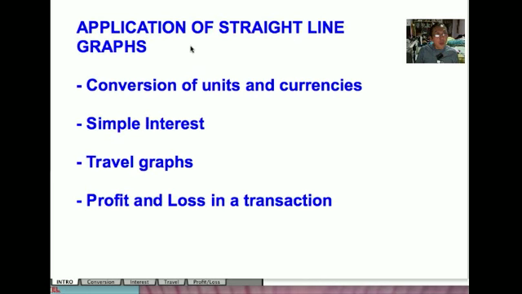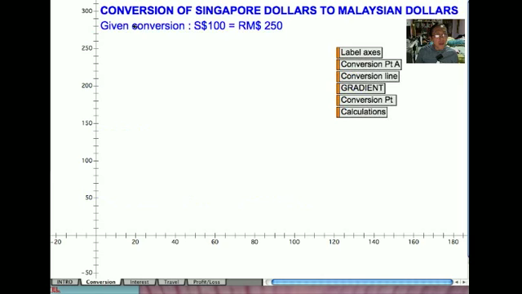In this lesson, we want to see how straight lines can be used for conversion of units and currencies, for simple interest, for travel graphs, and to show a profit and loss transaction. We begin by looking at the conversion of Singapore dollars to Malaysian dollars. Given the conversion, 100 Singapore dollars is equal to 250 Malaysian dollars.